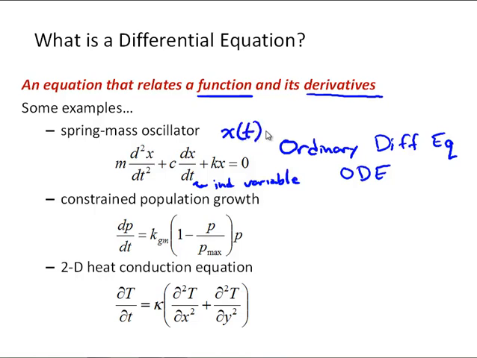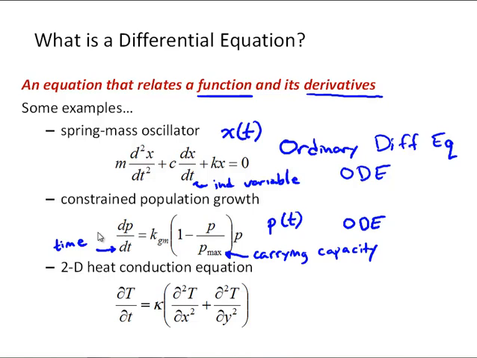This next equation is a model for constrained population growth. And here we would have some carrying capacity of the population, say due to a limited food supply. And the solution to this would also be a function, some p of t, where p is the total population. And this is again another ordinary differential equation because it only deals with derivatives with respect to time. A single independent variable makes it an ordinary differential equation.